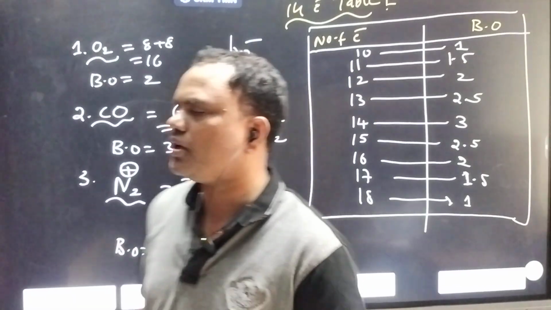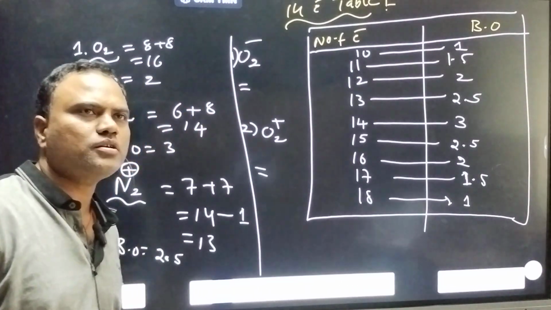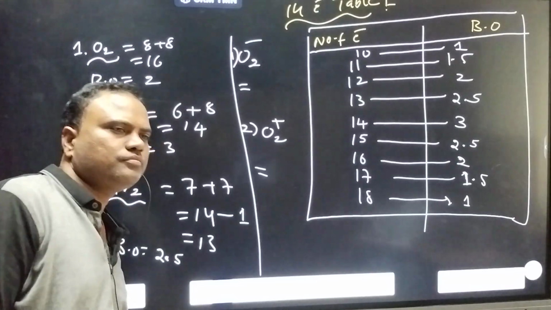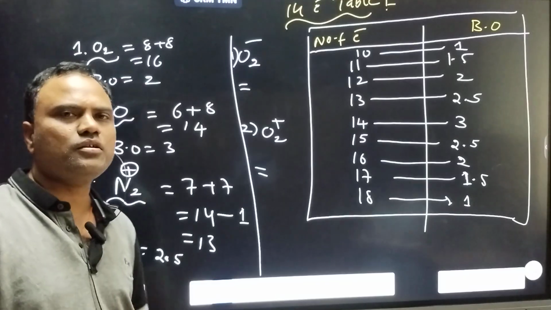O2 negative contains how many electrons? Online students. 15 electrons. O2 negative.